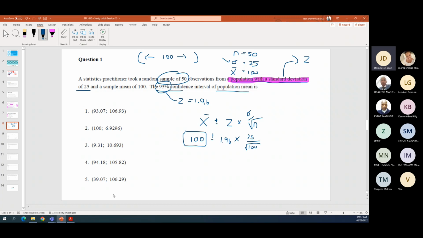So let's quickly go through the options. Less than 100, bigger than 100. It might be 100 and something very small, not 100 in the middle. 9.31, 10.69, not an option. Less than 100, bigger than 100, possible option. This one is very small, 39. It needs to be in the middle of 100, and there is no way that this is around 100. But because it's smaller and bigger, let's just keep it in the calculation. Okay, then let's work this out.